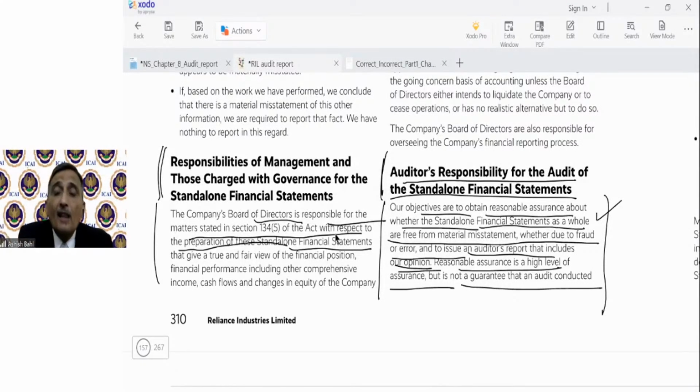So these are all the things, students, you have been reading since your chapter 1. Aren't these things similar? Does it remind you of something, students? These are all the same things that you have read in chapter 1. And look, these are written here in the auditor's responsibility for the audit of standalone financial statements. Now you would be able to correlate what you have studied in your basic chapters to practical things.